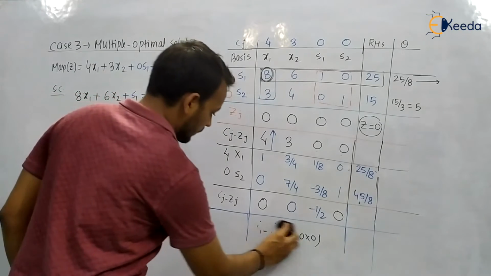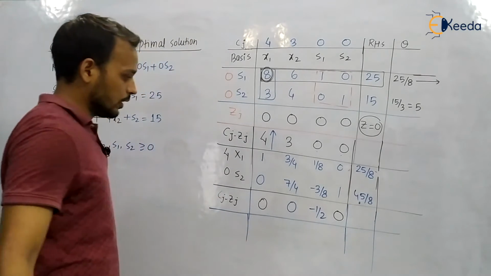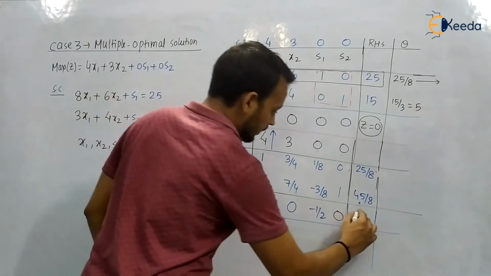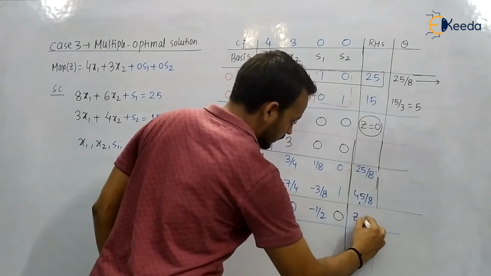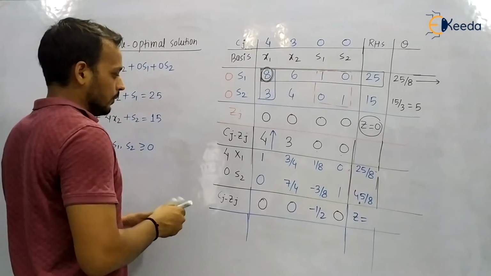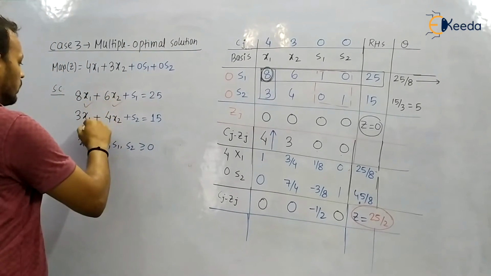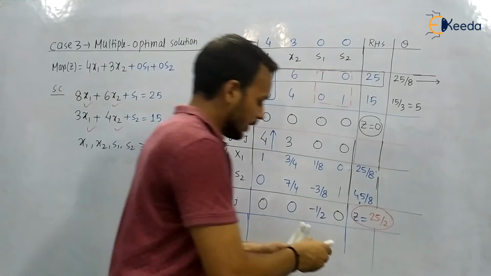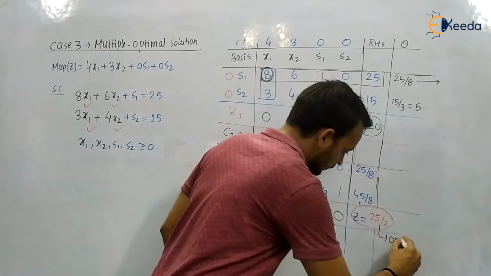You can see you have reached the optimality. Okay, and what is the value of z here? It is going to be here. These are the two variables questions. Okay, you can draw the graphical method also. So we have reached the optimality, and this is our optimal solution.